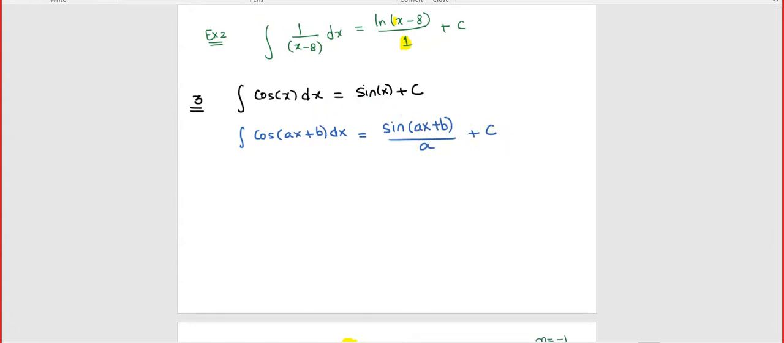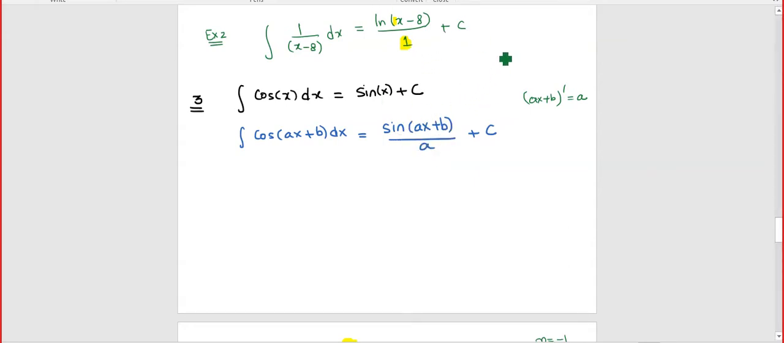You can relate it with the derivative where you have used chain rule. You remember when you differentiate sine ax plus b, what will happen? Derivative of sine becomes cosine ax plus b times the derivative of ax plus b, which is a. So in the derivative it is coming as multiplication, but in integration it will come as a division. So it will come into the denominator.